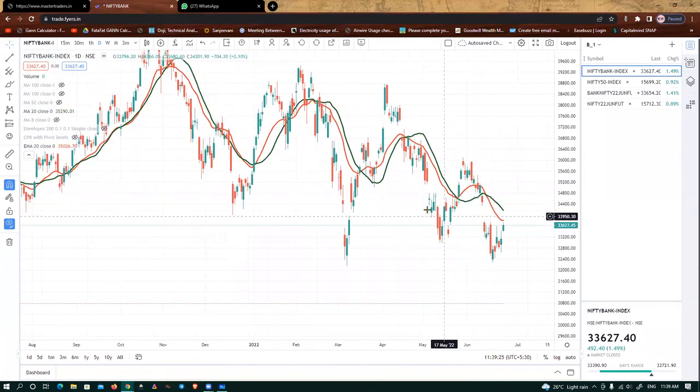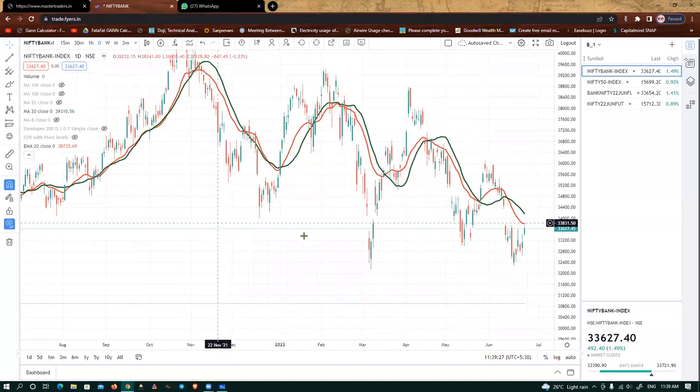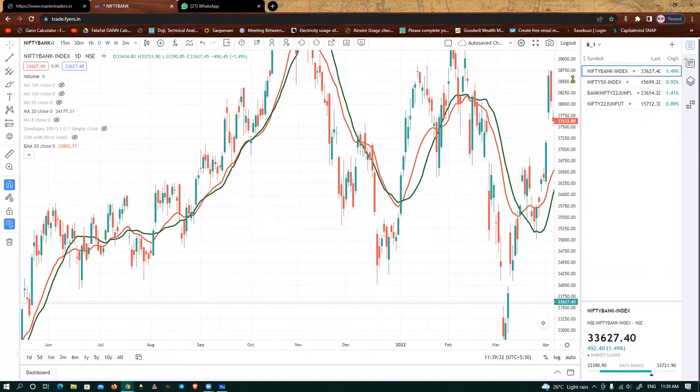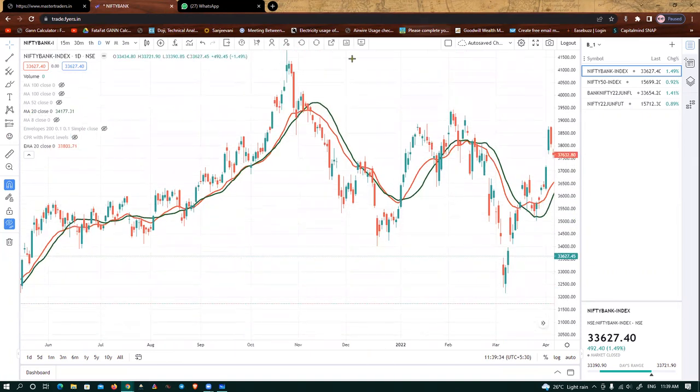So there is a lot of difference between both. You can see it is very near, very near, there it is very near. And if you consider this, it is very far. Here it is also far. Always the EMA is going to be very near to the candles.